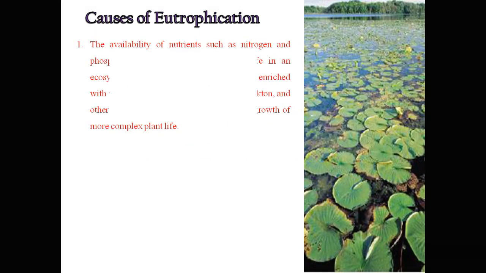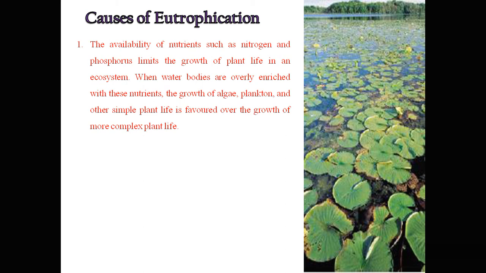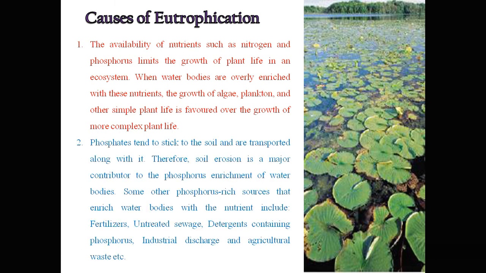What are the main causes of eutrophication? The first thing is the availability of nutrients like nitrogen and phosphorus. They limit the growth of plant life in an ecosystem. These components, nitrogen and phosphorus, are inorganic components. If they are available in large quantity, there will be more growth. If they are available in limited quantity, there will be less growth. When water bodies are overly enriched with these nutrients, the growth of algae, plankton and other simple plant life is favored over the growth of the more complex plant life.